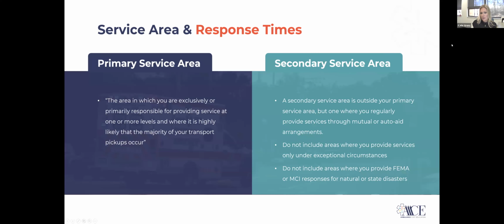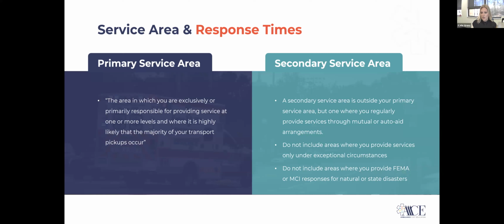Next slide. Also in this section, they're going to ask for your primary and secondary service area. So you're going to have to report this by zip code. Primary service area is where you are exclusively or primarily contracted or responsible for providing a service, either emergency or non-emergency. Where is the bulk of your volume going to come from?